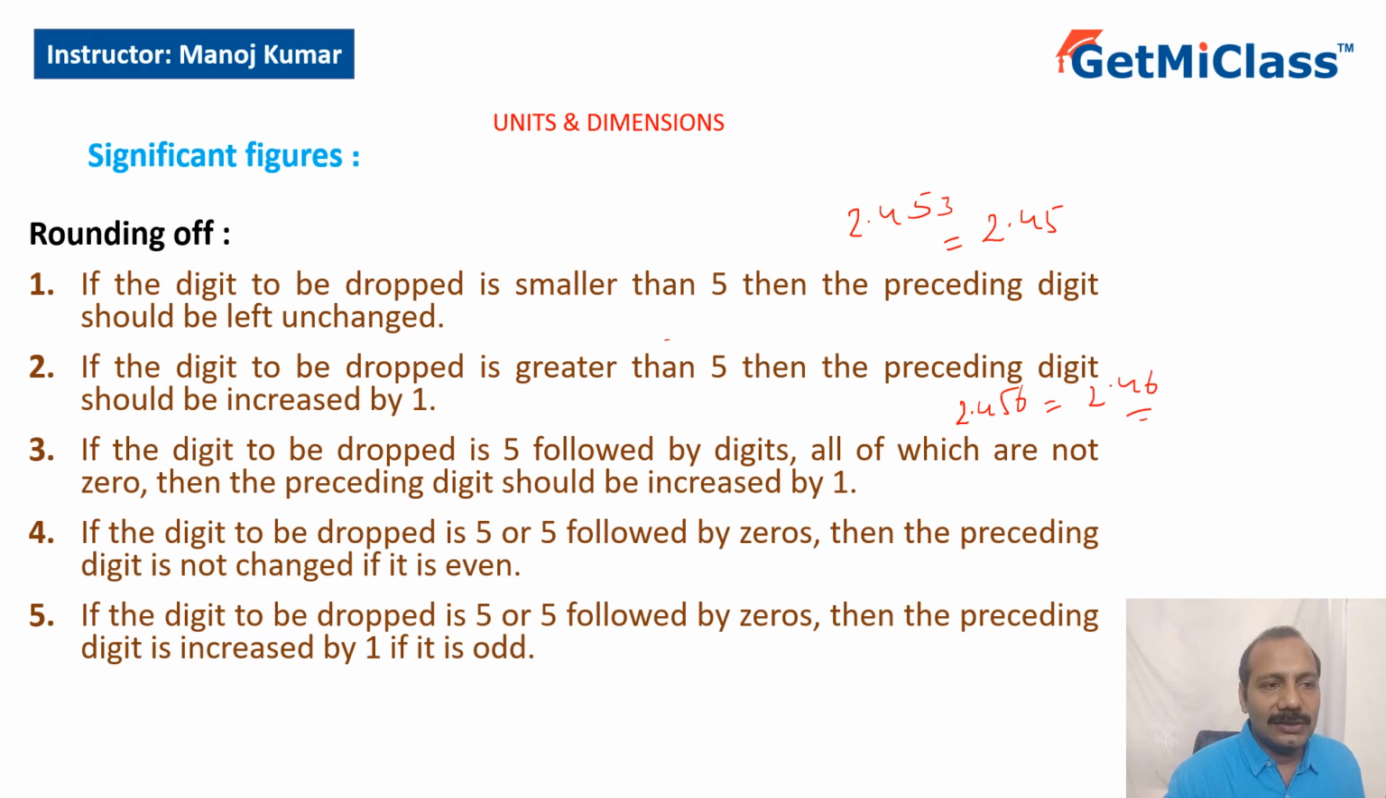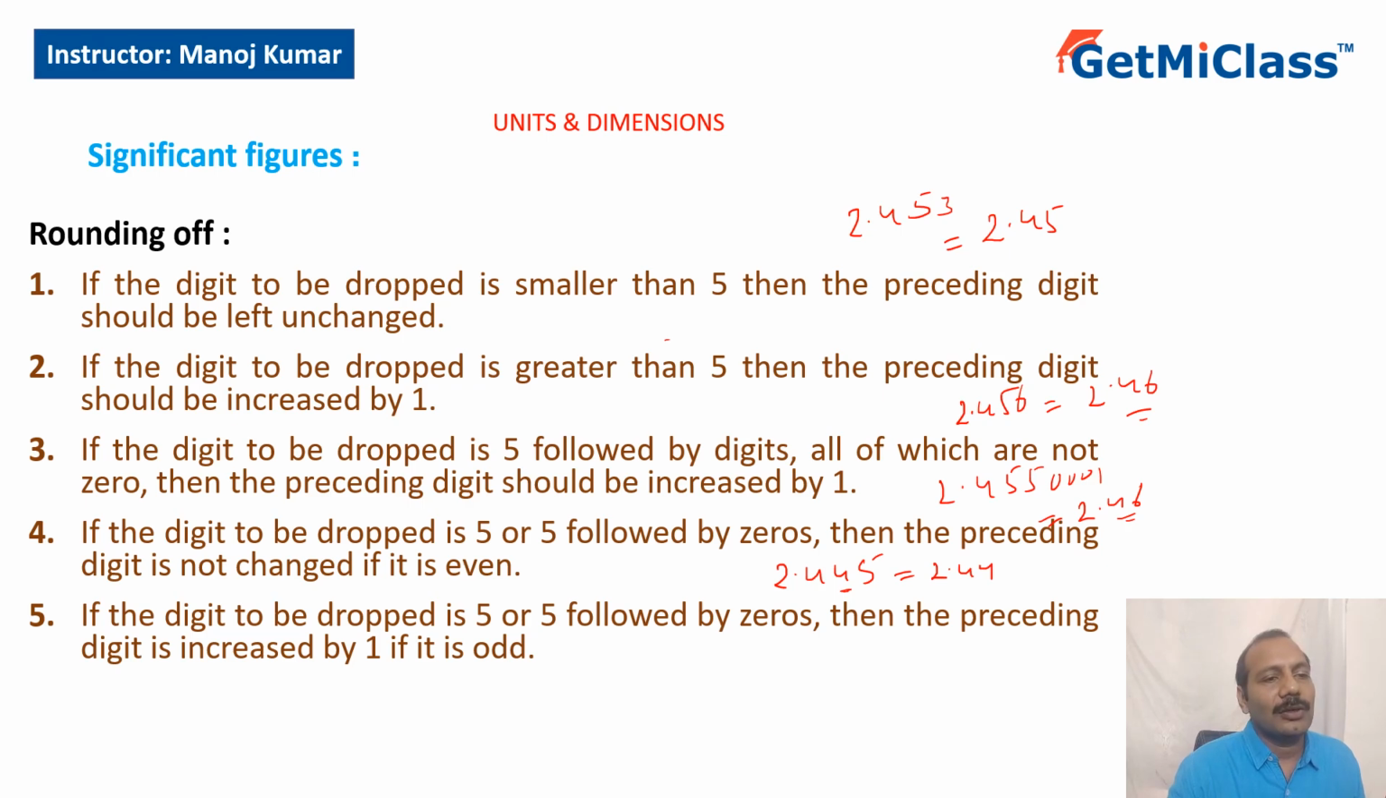Now if the digit to be dropped is 5 followed by digits all of which are not zeros, then the preceding digit should be increased by 1. So if I have something like 2.4550001, then it would be 2.46. If the digit to be dropped is 5 or 5 followed by 0, then the preceding digit does not change if it is even. What does it mean? Again, I'll say 2.445. Now 4 is even, so even if it is 5, it will not change. So this would be written as 2.44.